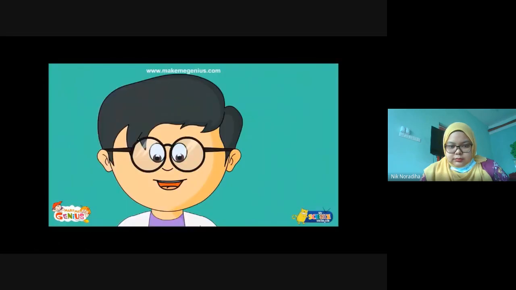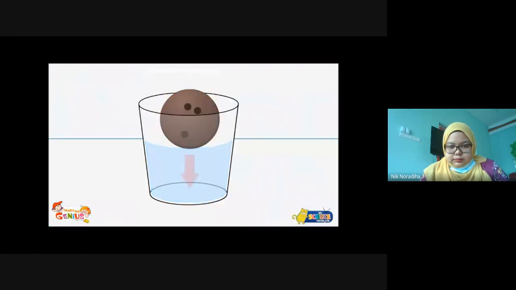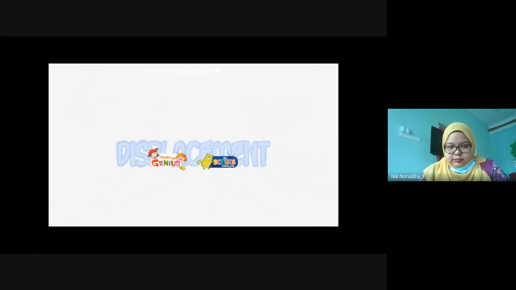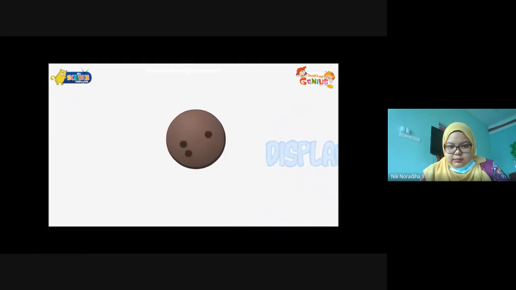Displaced? The bowling ball and the water cannot be at the same place at the same time. The water has to make way to make room for the bowling ball. This is called displacement. It means being pushed out of place.